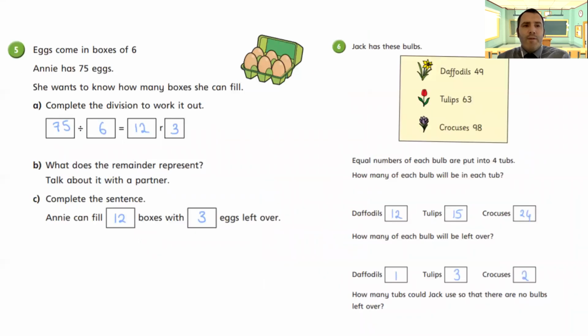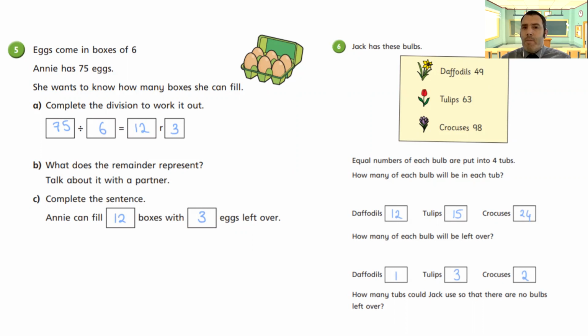Let's look at question 5. Eggs come in boxes of 6 and Annie has 76 eggs. She wants to know how many boxes she can fill. Complete the division to work it out. So our division is 75 divided by 6. It gives us an answer of 12 remainder 3. What did the remainder represent? It's what's left over. It's what can't go into a full box. So Annie can fill 12 boxes. So that's 12 boxes completely full with 6 eggs. And she'll have 3 eggs left over.